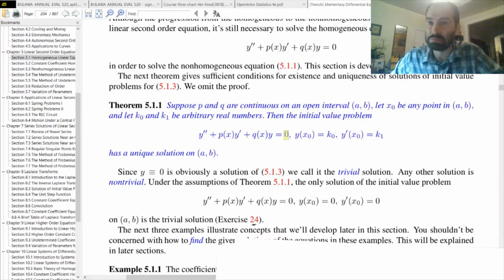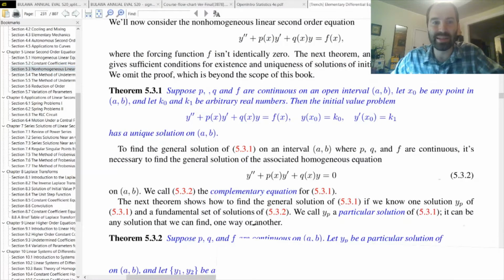What is the case when this is not zero? What if that's some non-zero function? Well, we have a theorem for that, and it's essentially the same theorem. All we need to know is that f is continuous. If f is a continuous function on that interval, then again, we have a unique solution. So, important theorem right off the bat.